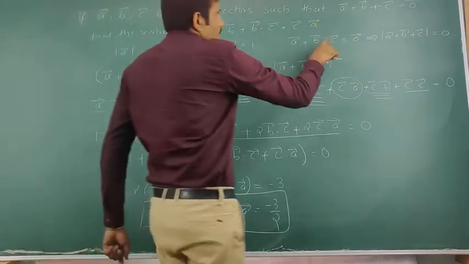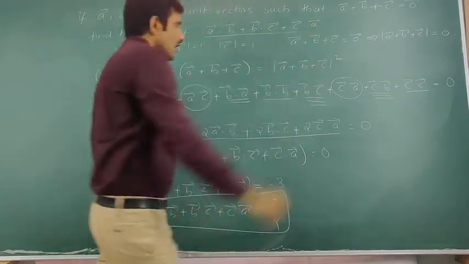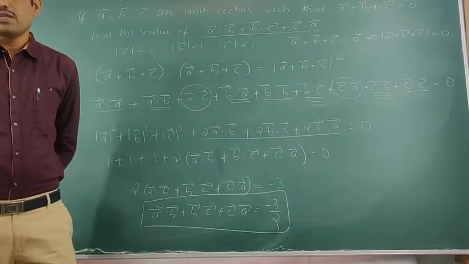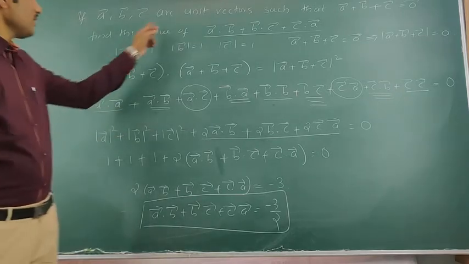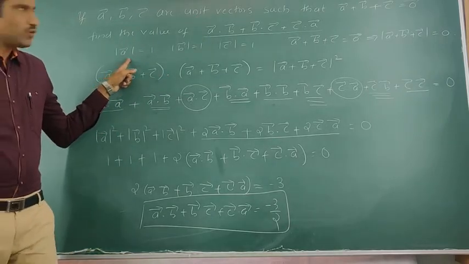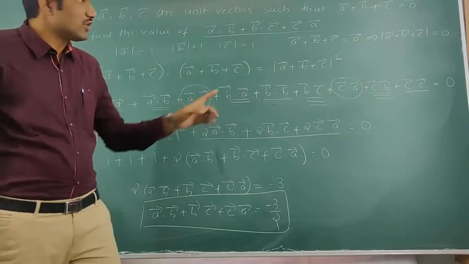Here we have to find A dot B plus B dot C plus C dot A. That value is how much? Minus 3 by 2. Is it clear, students? See, they have given A, B, C are unit vectors. Magnitude of A is 1, magnitude of B is 1 and magnitude of C is 1.